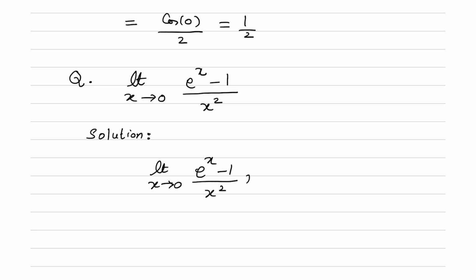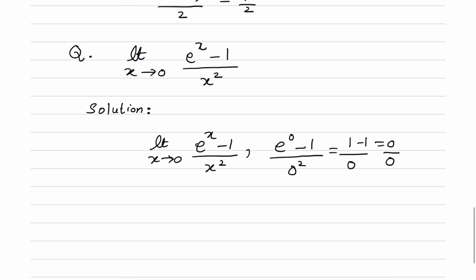By directly putting x equal to 0 in this expression, we get e power 0 minus 1 divided by 0 square, which is 0. E power 0, any number to power 0 is 1, minus 1. We get 0 by 0 form. We get 0 by 0 form, so we can apply L'Hopital rule.